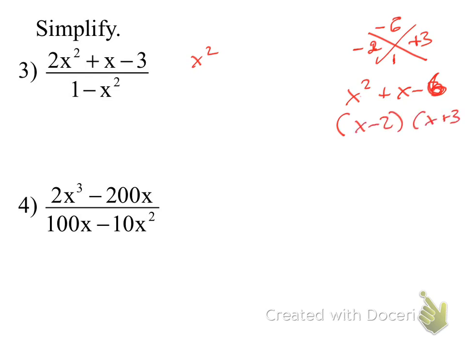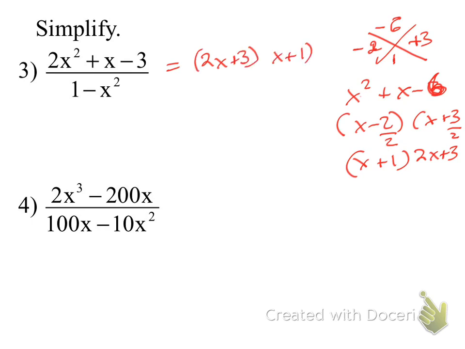And then we have to divide by 2. Divide by 2. We get x plus 1. And we get 2x plus 3. So our numerator becomes 2x plus 3 times x plus 1. You guys with me?